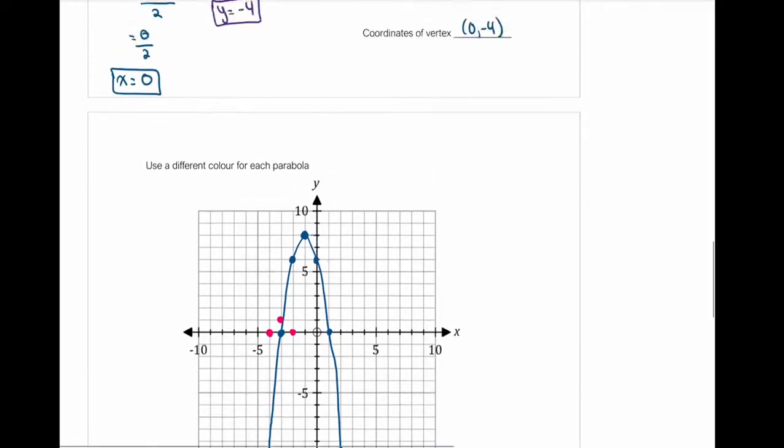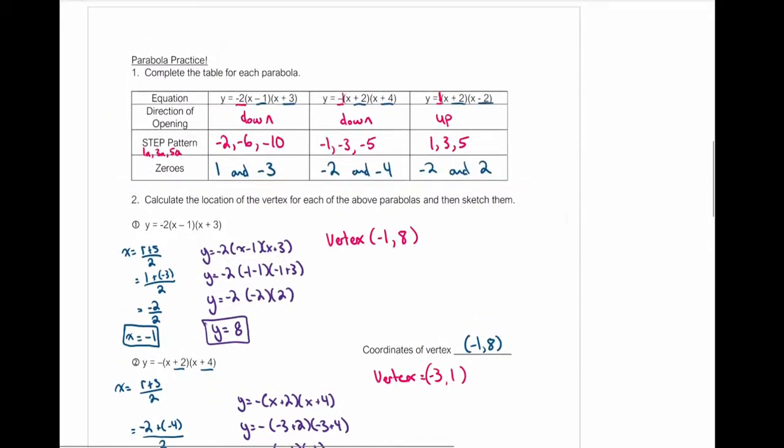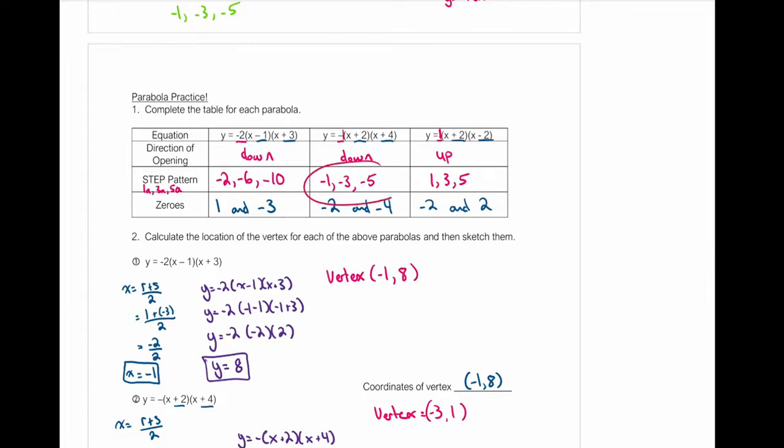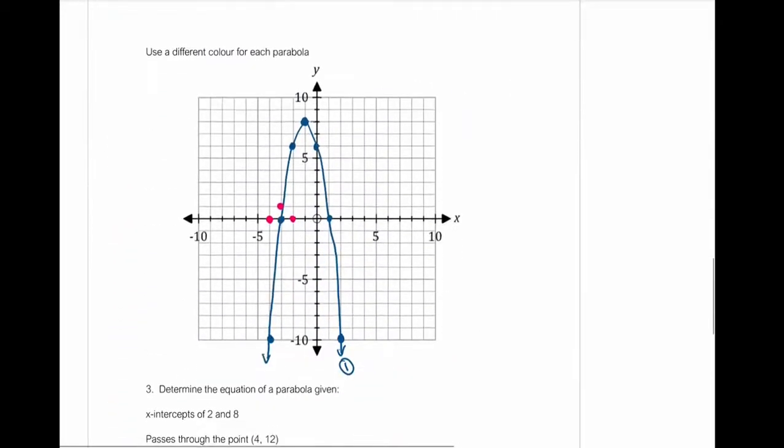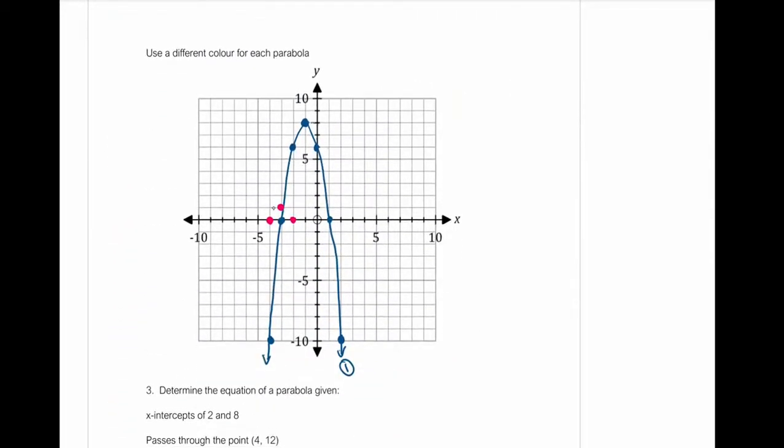And now I just need my step pattern. So going back up, I can see my step pattern is right here. That negative 1, negative 3, negative 5. So over 1, down 1, which is my x-intercept, so good, we're following the right pattern. Over 1, down 3.